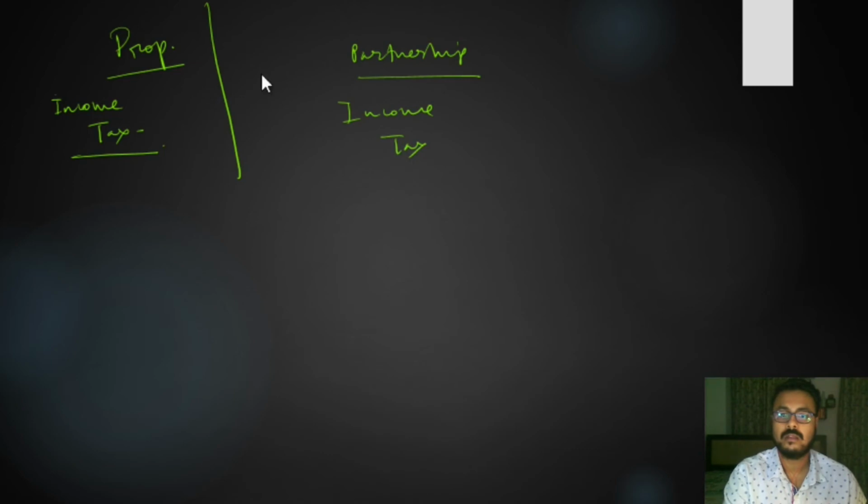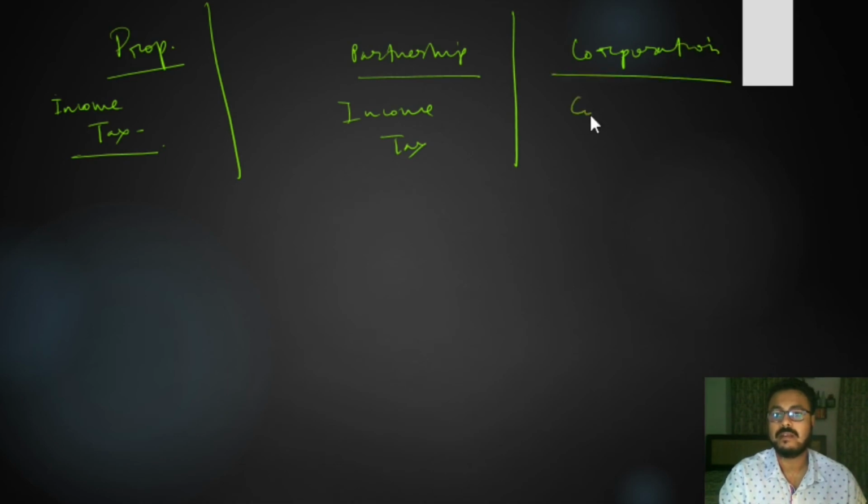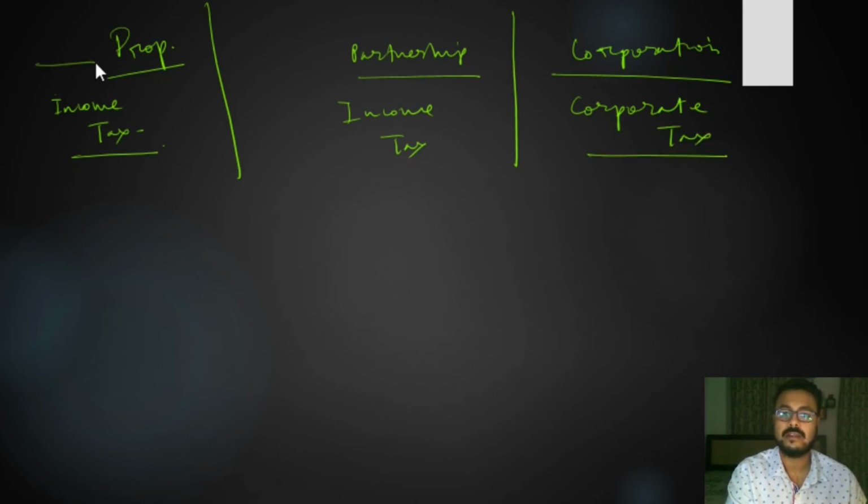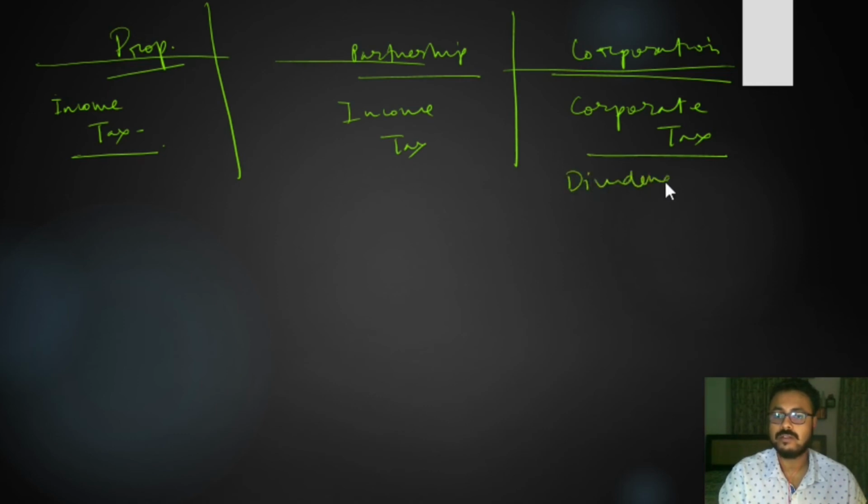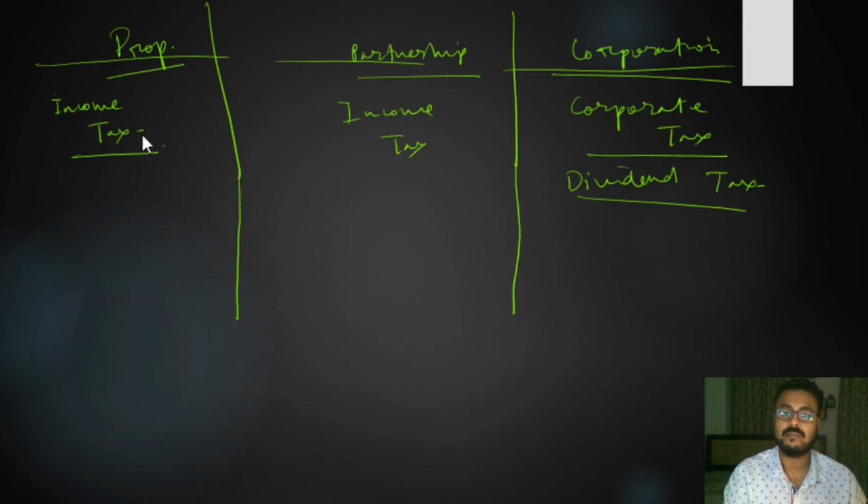Okay, but in corporation, corporate tax is applied. Corporate tax is applied. Income tax is not applied. Okay, the rates will be different. Okay, and the corporate and dividend tax is also applied. Okay, dividend tax is also applied. Here it will be considered as individual or personal income of the proprietor.